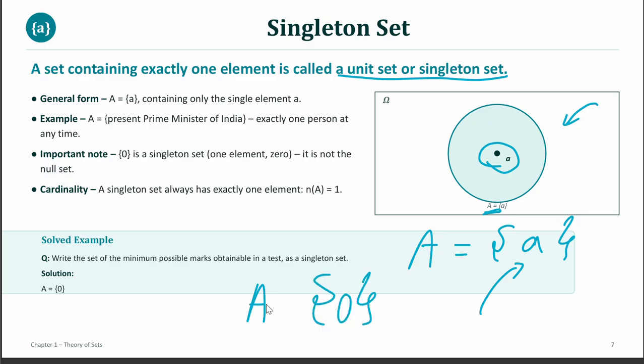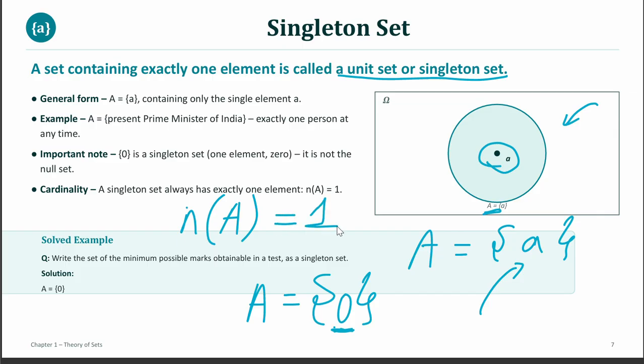okay, if you're given this, do you think it is a zero set or a singleton set? What do you think? Of course, this is a singleton set because it contains one element inside, which is known as 0. So wherever you have been given this set or this representation, always consider it to be a unit set or a singleton set. Okay, it is not the null set. A singleton set always has exactly one element. That means that n of A is always equal to 1.